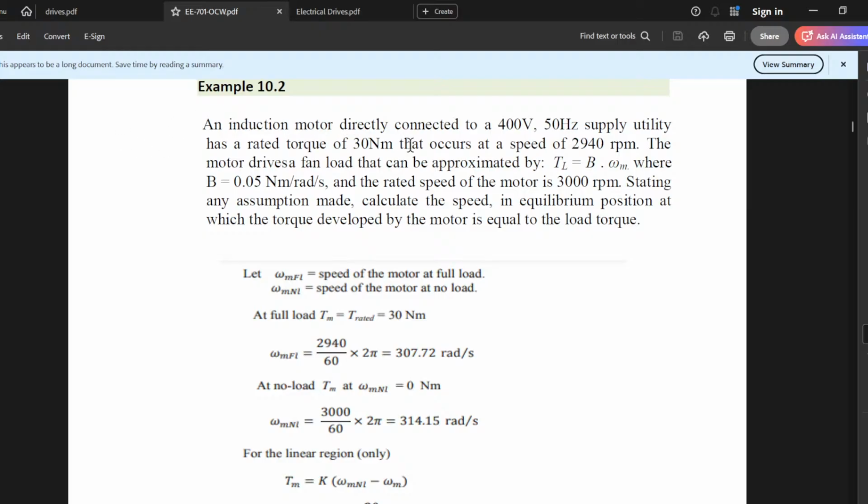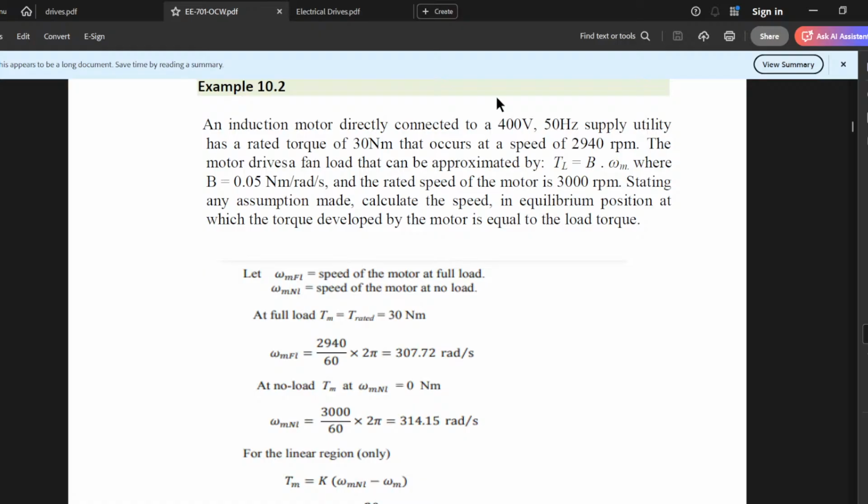An induction motor directly connected to 400 volt, 400 volt is the rated voltage, 50 hertz, with a rated torque of 30 Nm, and omega R is 2940 RPM.